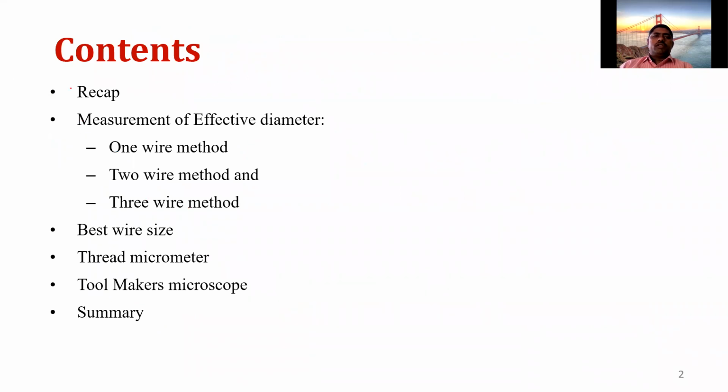In this lecture, the contents are a recall of lecture 2, and then measurement of effective diameter using the one wire method, two wire method and three wire method. Then we will determine the best size of the wire, and then discuss the threaded micrometer for the measurement of effective diameter, and then we discuss the toolmaker's microscope, and then we will summarize today's topic contents.